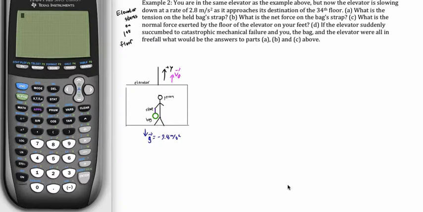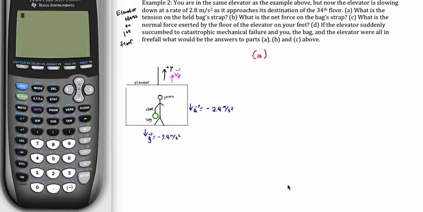Now here's the question. What direction is the acceleration pointing? Well, since the elevator is moving up but slowing down, that means that the acceleration that's slowing it down from its initial velocity must be downwards. So then we also have that the acceleration a is negative 2.8. Okay, so let's take a look at the first part of the problem, part A. It asks for what is the tension on the held bag strap.